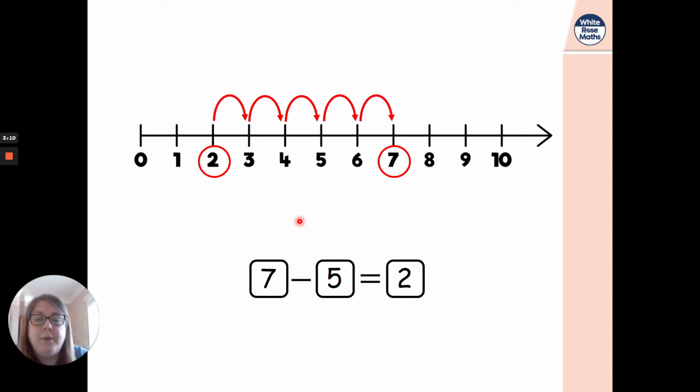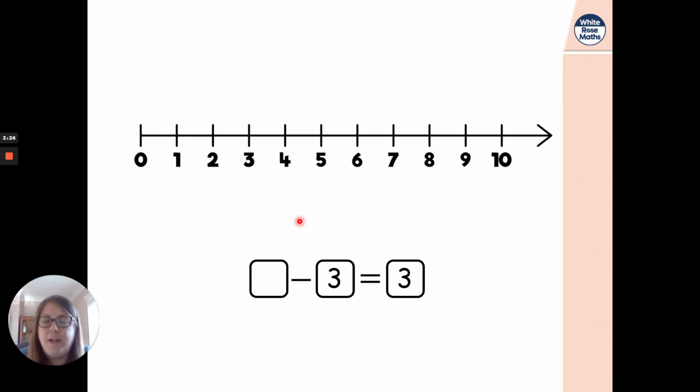And what we can do is use the method that we used yesterday to check our answer. So we could start at 7 and jump the other way. 1, 2, 3, 4, 5. And we know it takes us to 2. So let's have a look at another one, see if you can have a go with this one. So start at 3, jump 3, but remember to come this way to find out what your whole is. Off you go.